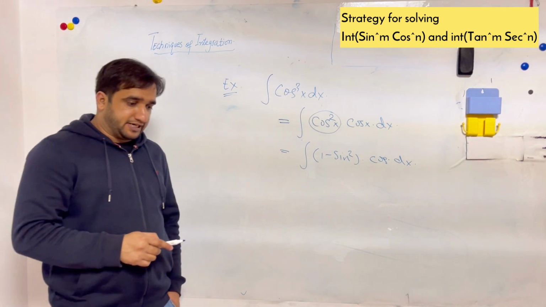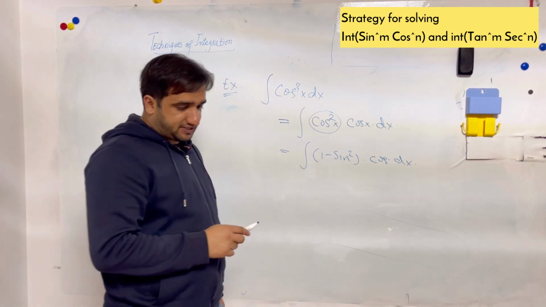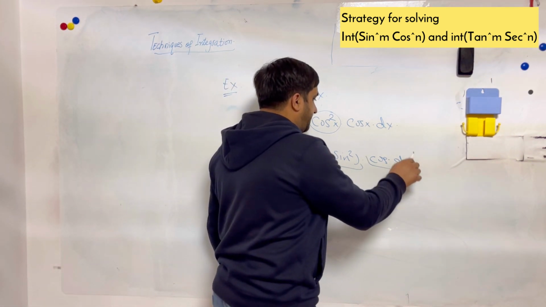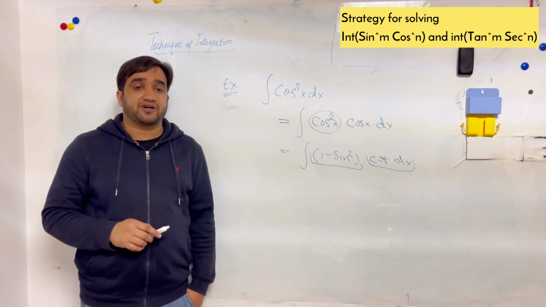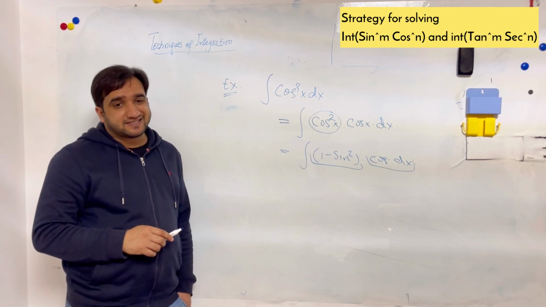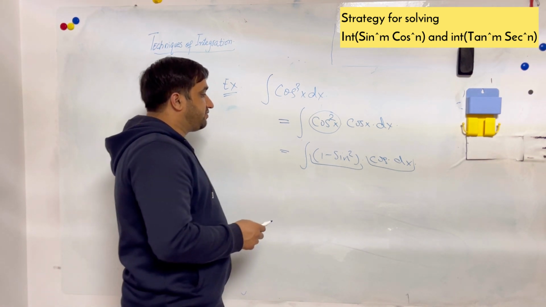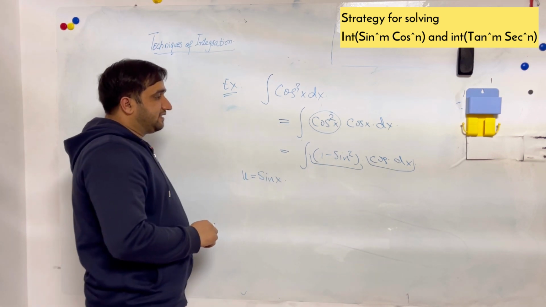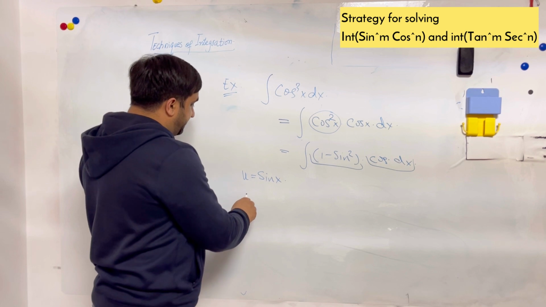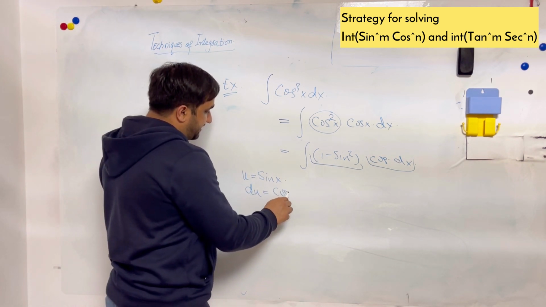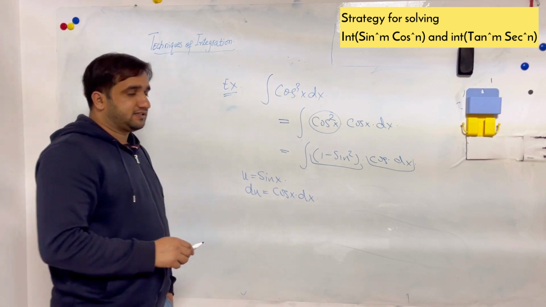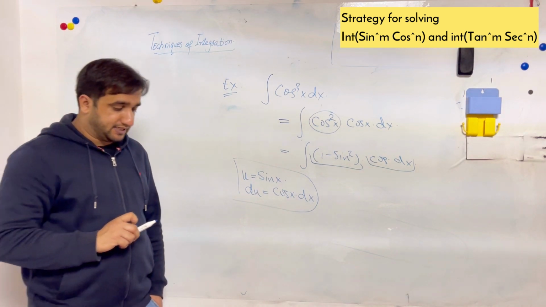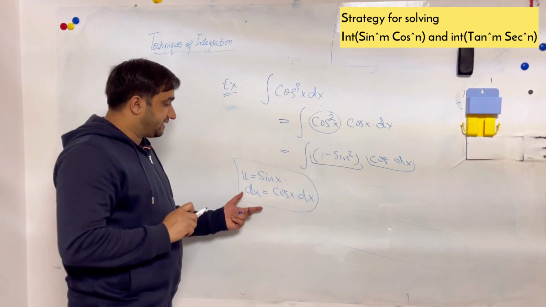So now I have successfully made two expressions. You can try the product rule, or you can try the substitution. If we try the substitution here, let's suppose u is equal to sine x, then what will be du? du will be cos x dx. In that case, I'm not talking about the integration by parts. I'm simply talking about the substitution.